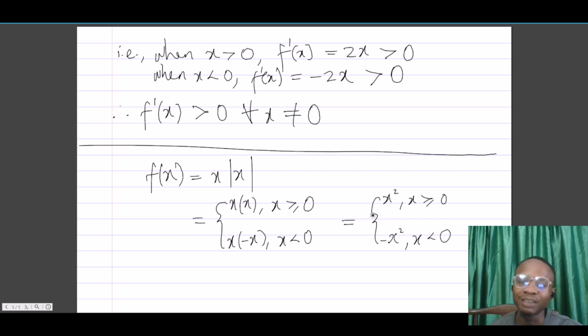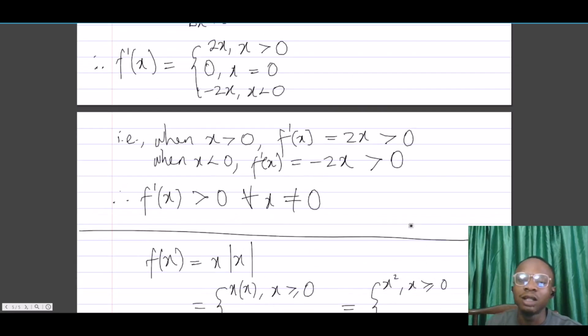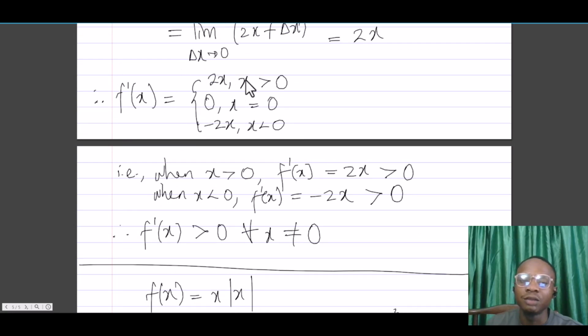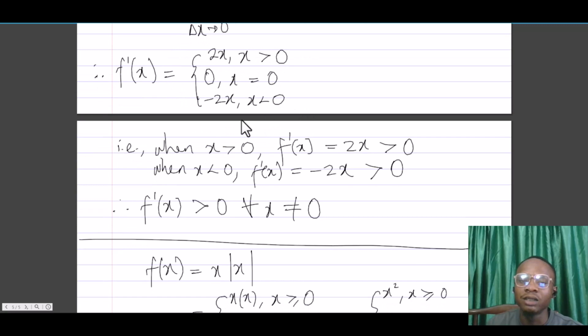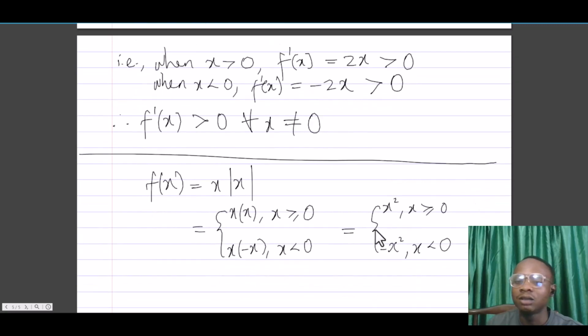So expectedly, when x is greater than 0, the derivative will be 2x. When x is less than 0, the derivative will be minus 2x. And that is basically what we have just obtained here: 2x when x is greater than 0, minus 2x when x is less than 0. And when x is 0, for us to know if the derivative exists, this is a shortcut. For instance, if it was not required for us to show by working from first principles, this will be an alternative way to approach the problem.